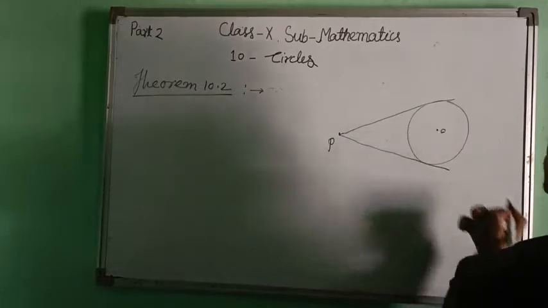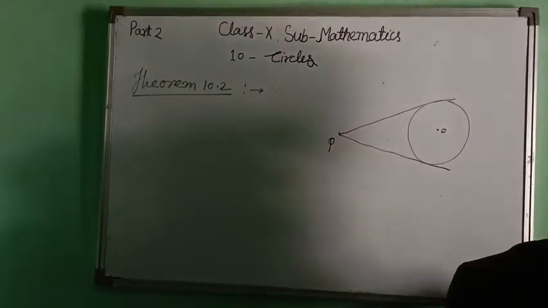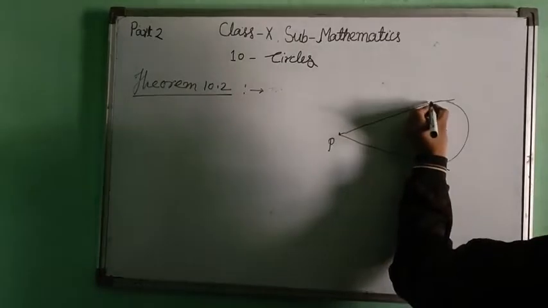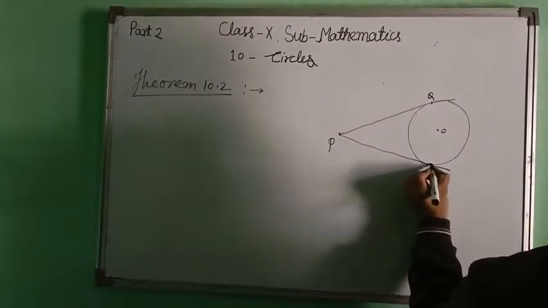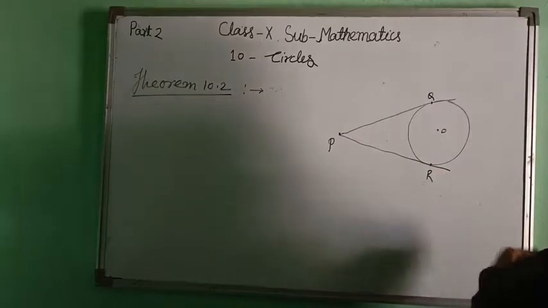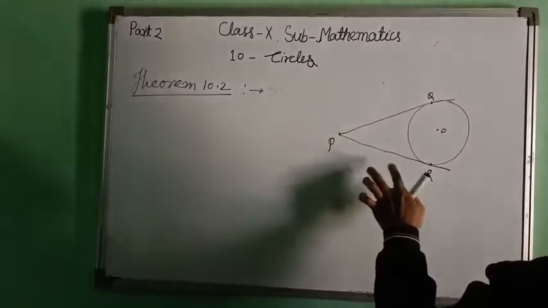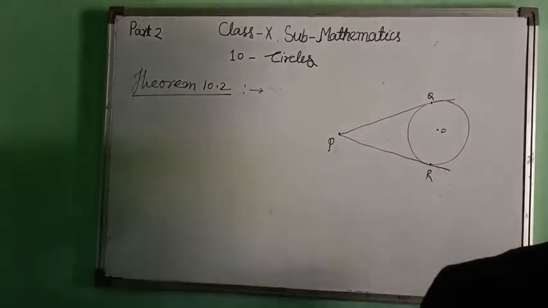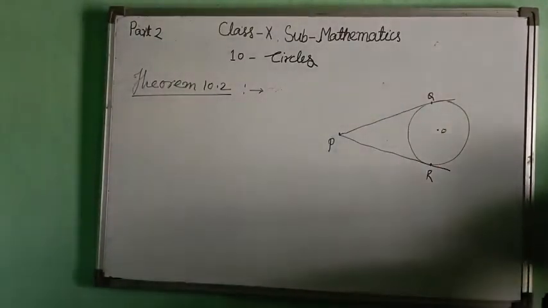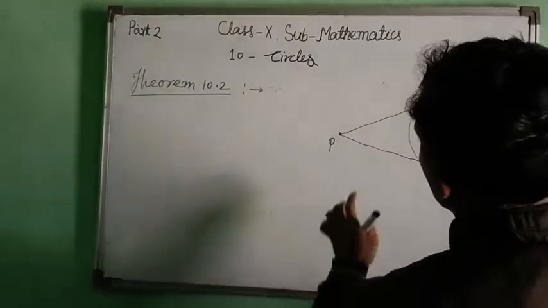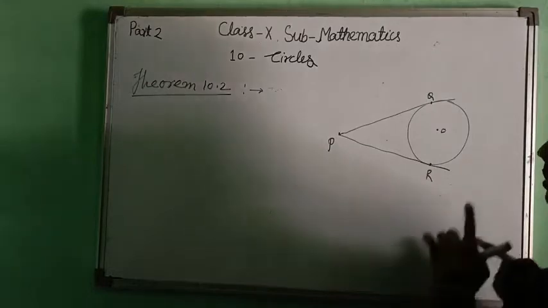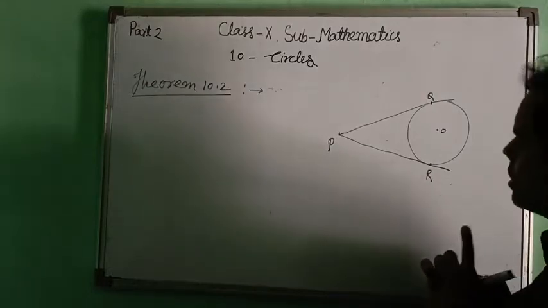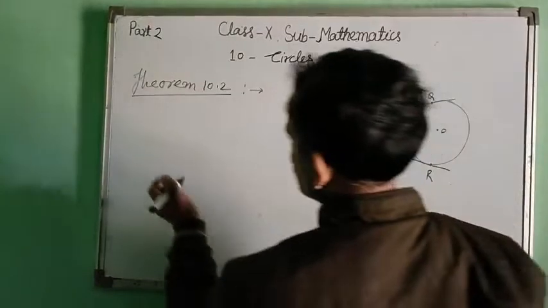Suppose this is the center, and the tangents are PQ and PR. Then we have to show that PQ and PR are both equal. Okay, we have to show that if two tangents are drawn through an external point to a circle, then they must be equal.